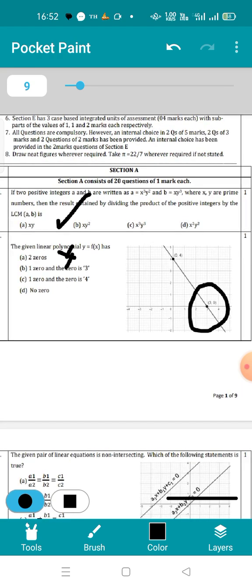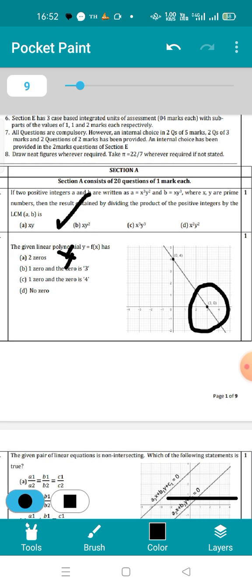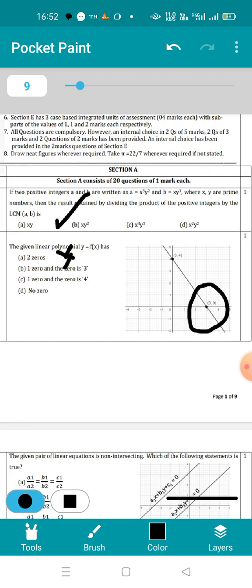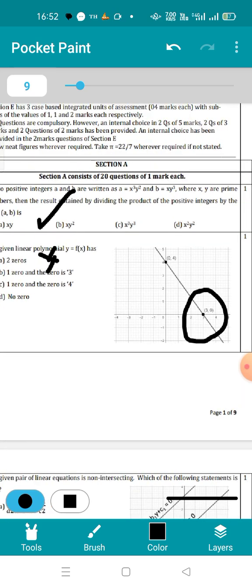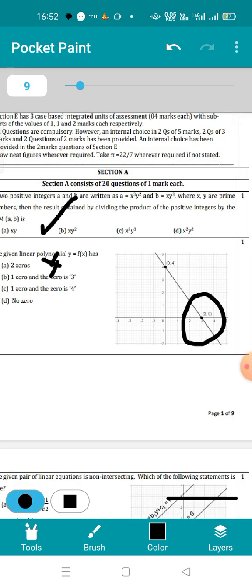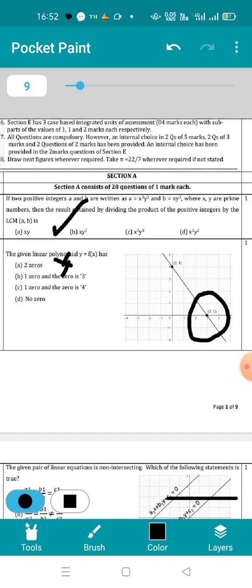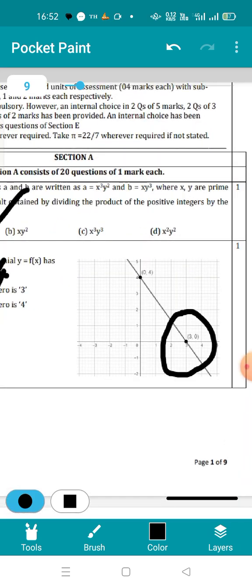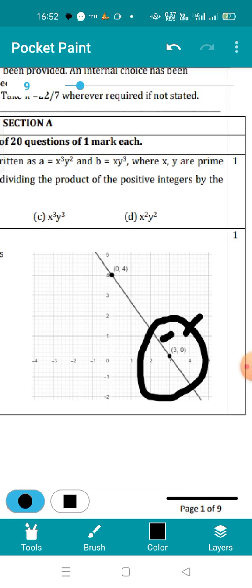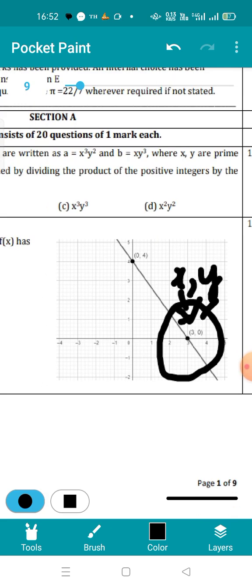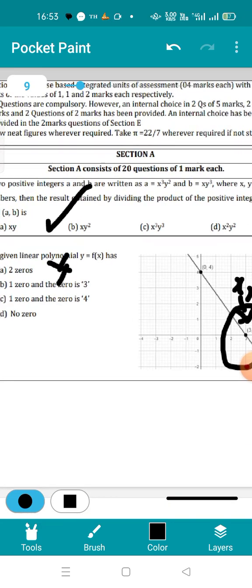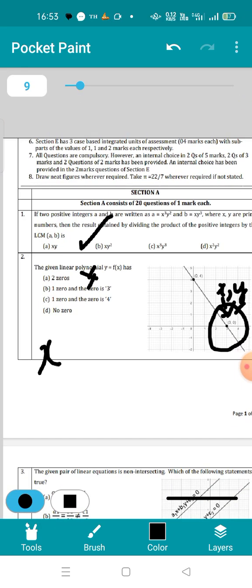Now here the polynomial is represented by y, and we know that the value of y is 0 on the x-axis. So the value of x at which y becomes 0 is the zero of the given linear polynomial. As you can see, at (3, 0), which can be written as (x, y), by comparison the value of x is 3 and the value of y is 0. So we are interested in the value of x here. At x equal to 3, the given polynomial y becomes 0.